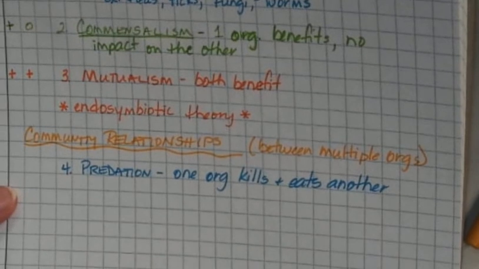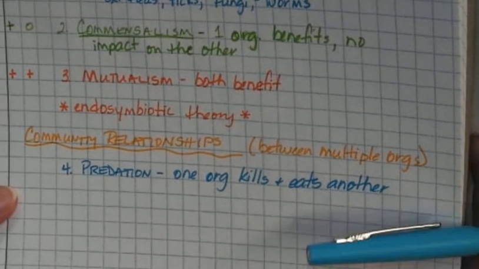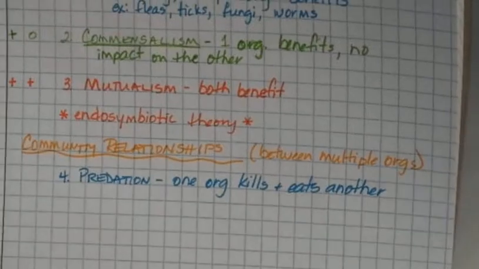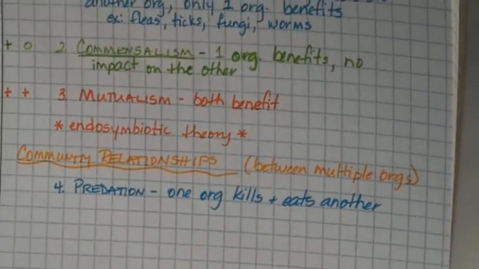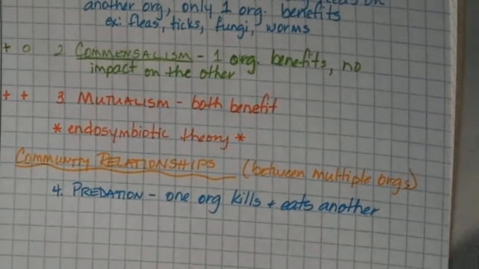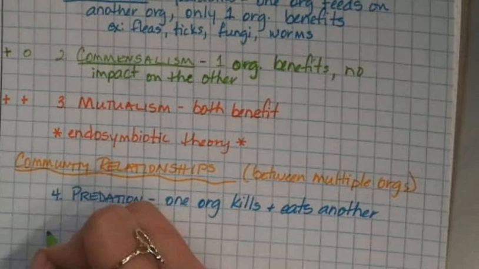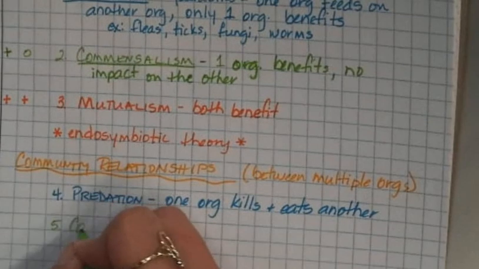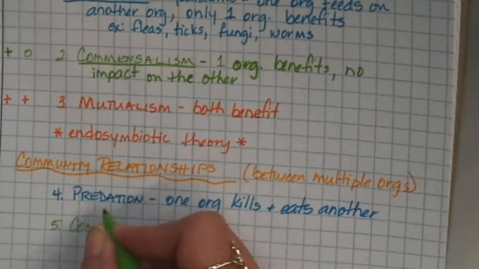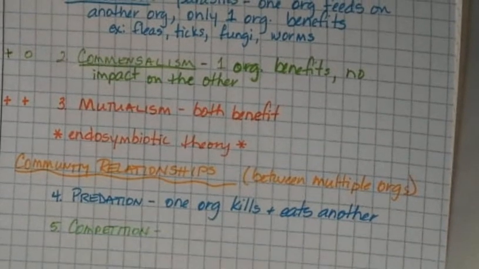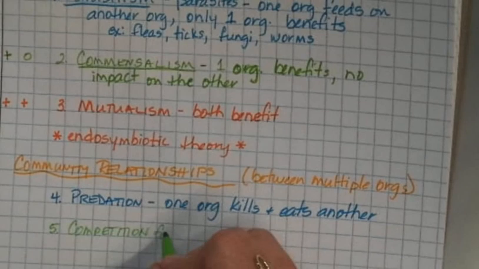They're going to raise it, they're going to kill it, they're going to butcher it and package it up for me so that I don't have to do all that stuff. So we have predation. One organism kills and eats another. Then the next one we have is competition. And it's not like competition where you're going out and playing games. In this case, you're competing for resources. So it's competition for resources.